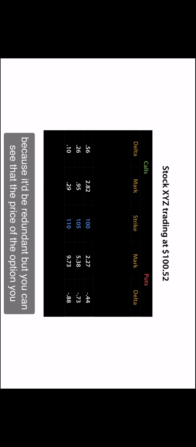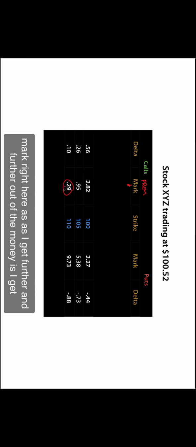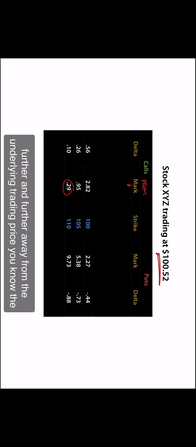Let's notice this. We won't do these examples because it'd be redundant, but you can see that the price of the option, the option premium, the mark right here, as I get further and further out of the money, further and further away from the underlying trading price, the chances of this going to 110 are getting smaller and smaller.